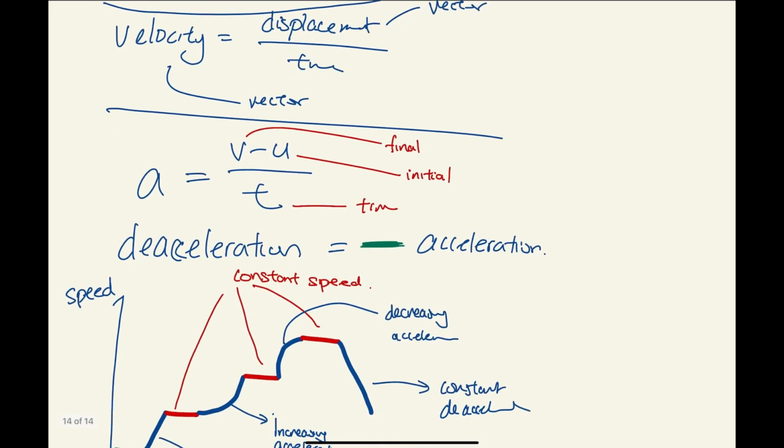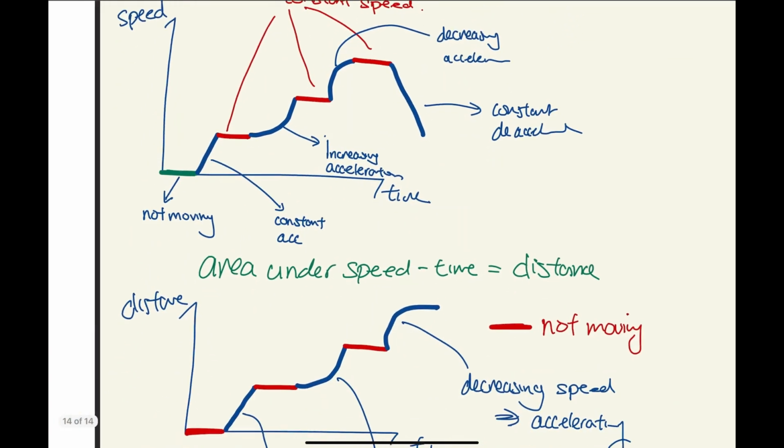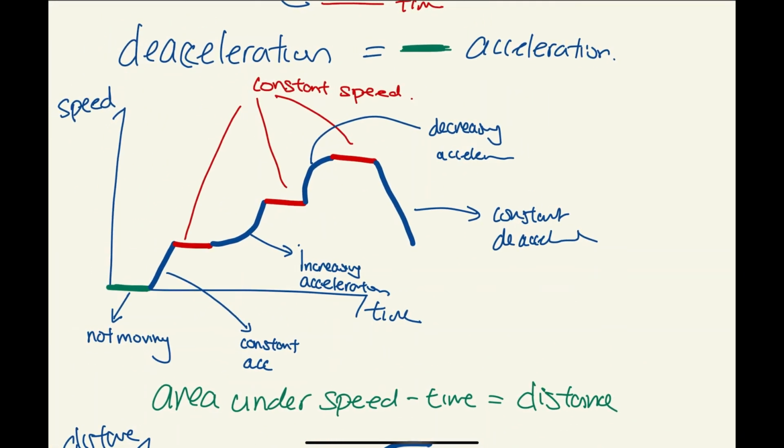The formula that we need to memorize is the acceleration value is equal to v minus u over t, and deceleration is equal to the negative of acceleration. Then for the speed-time graph, if I have it at the bottom down here, it is not moving. If I have it with a constant gradient like that, it is a constant acceleration value. All these red parts down here are constant speed, because the gradient is 0, but they have speed.